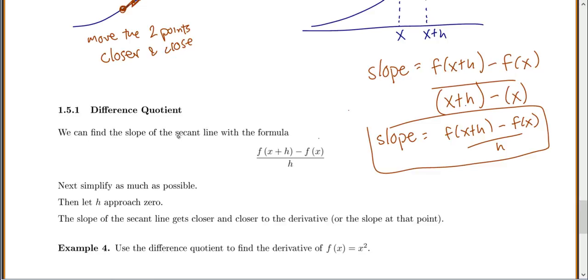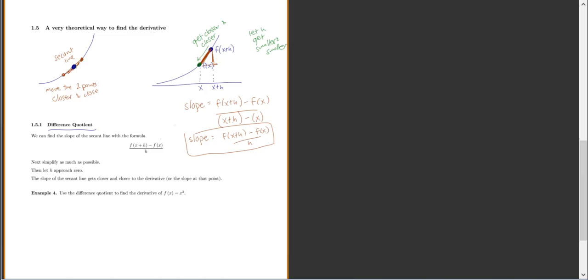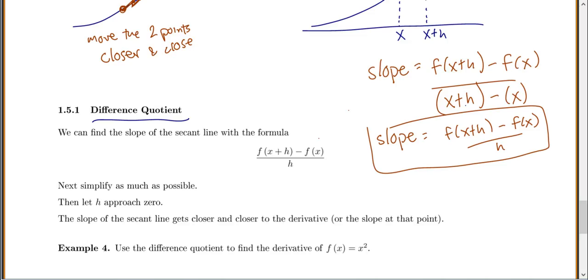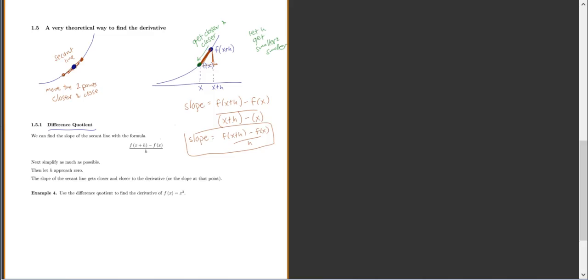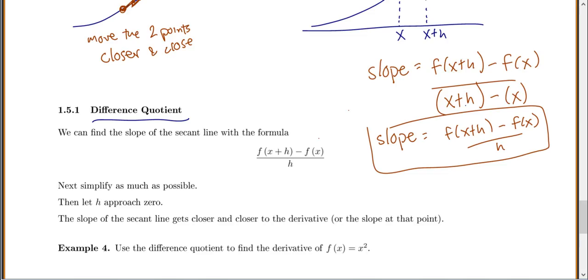So we can find the slope of the secant line, so 2 points, by f of x plus h minus f of x over h. This is called the difference quotient. What you'll do is you'll find this quotient, and then you'll simplify as much as possible. And then we'll let h approach 0. So that means h gets really, really small.